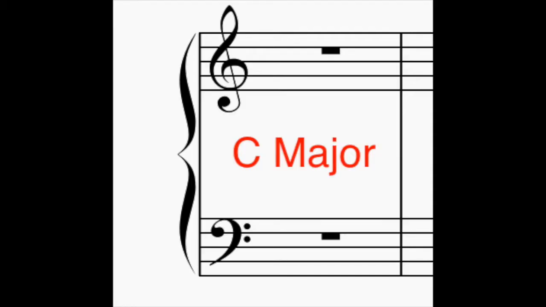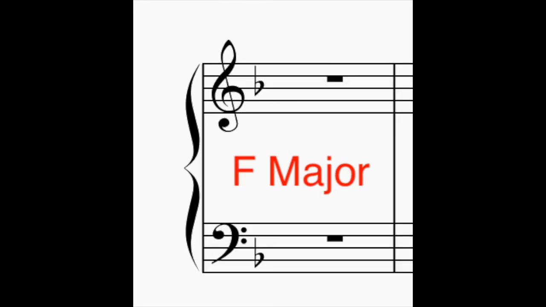Now there's 2 key signatures that you just have to memorize. There's no trick for them, you just have to learn them. And that is when there's no accidentals in the key signature at all, that's the key of C. And when there's 1 flat in the key signature, that's the key of F. You just have to memorize those.